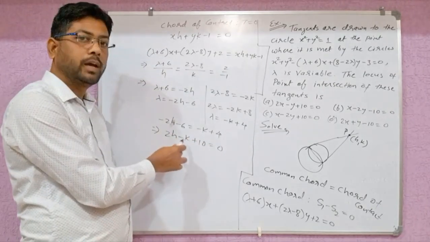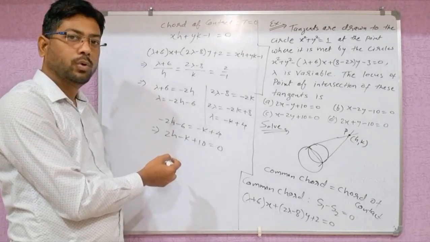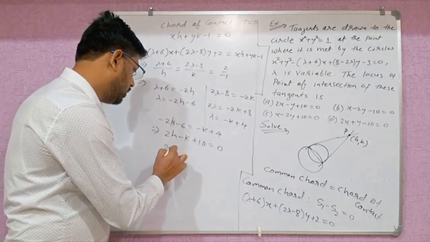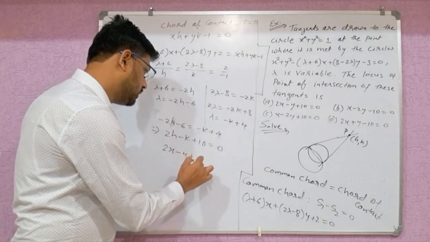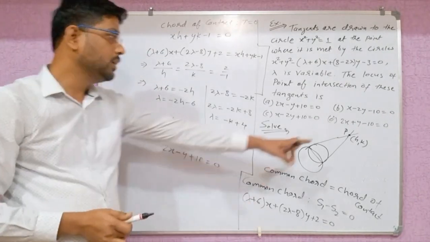Okay, now in place of h and k, I'll put what? x and y, to get what? Locus. So this will be 2x minus y plus 10 is equal to 0. Why? Because locus of this point hk, this I have to find out.